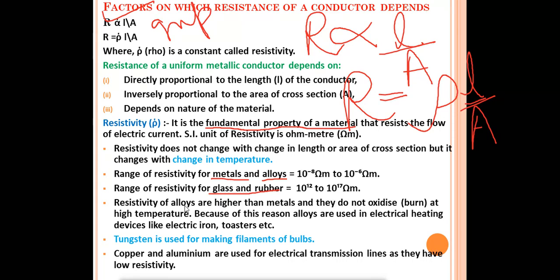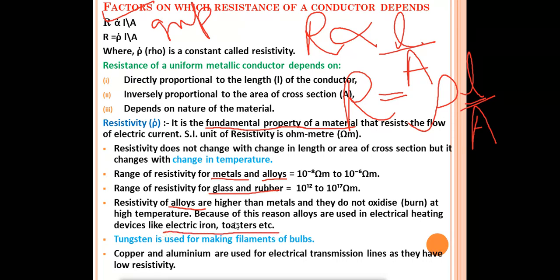What are alloys? Alloys are formed by the combination of two or more metals, or a metal and a non-metal. Their properties are entirely different from the metal. So resistivity of alloys is higher than that of the metal, and they do not oxidize or burn at high temperature. Because of this reason, alloys are used in electrical heating devices like iron and toaster.